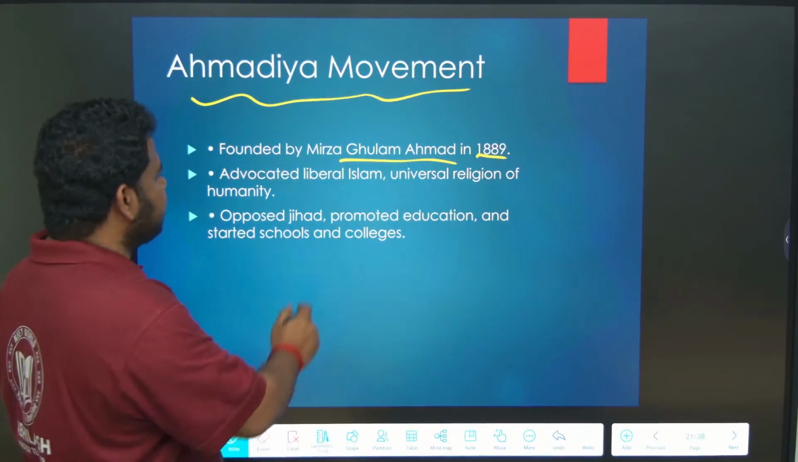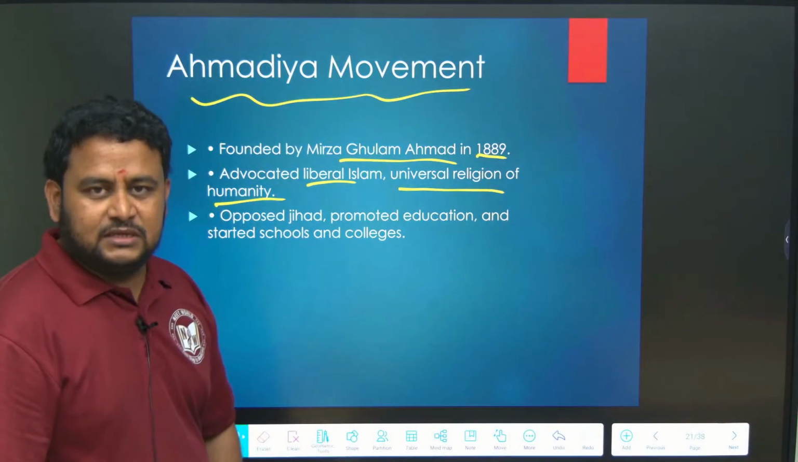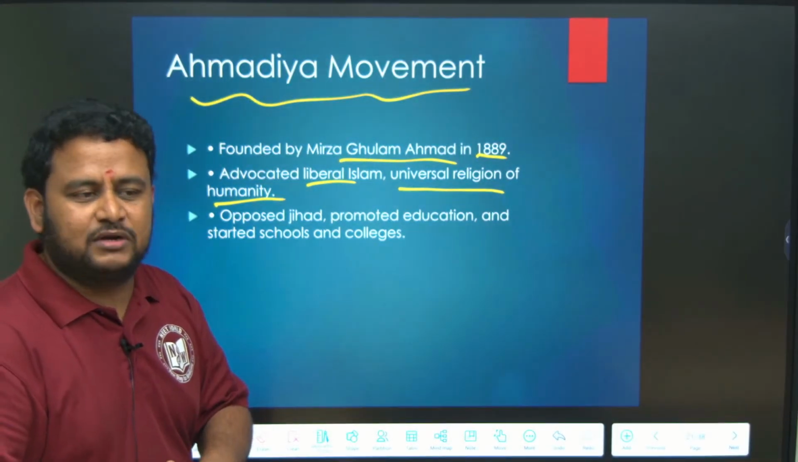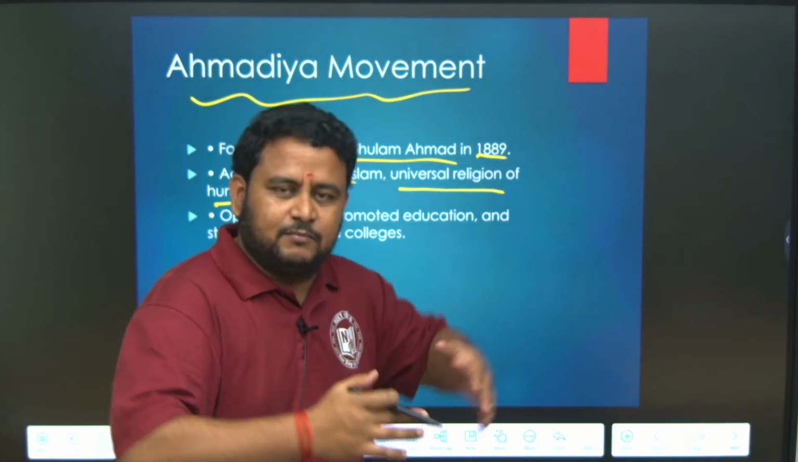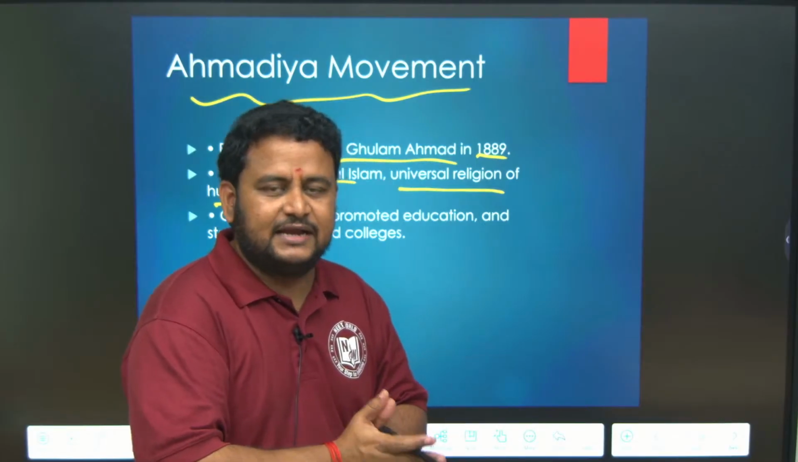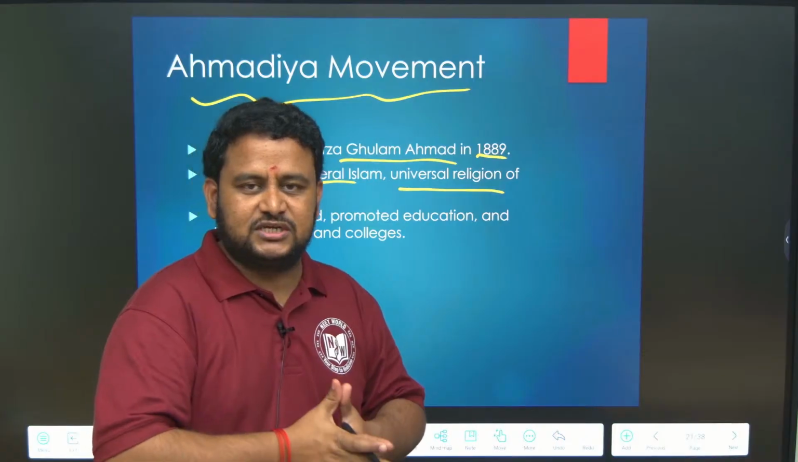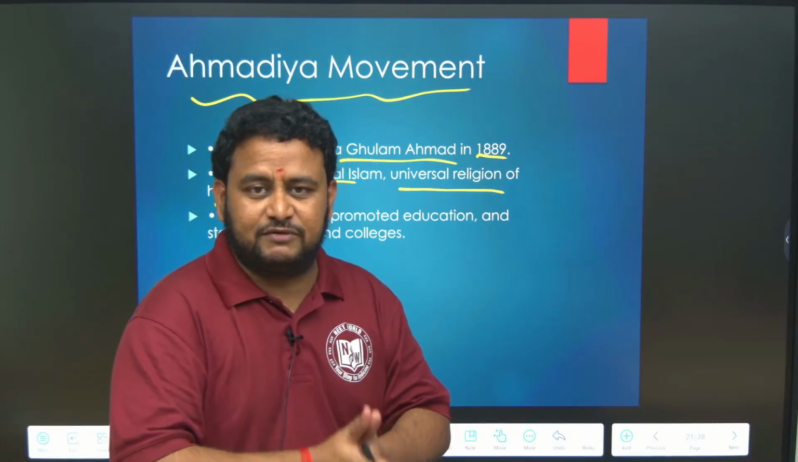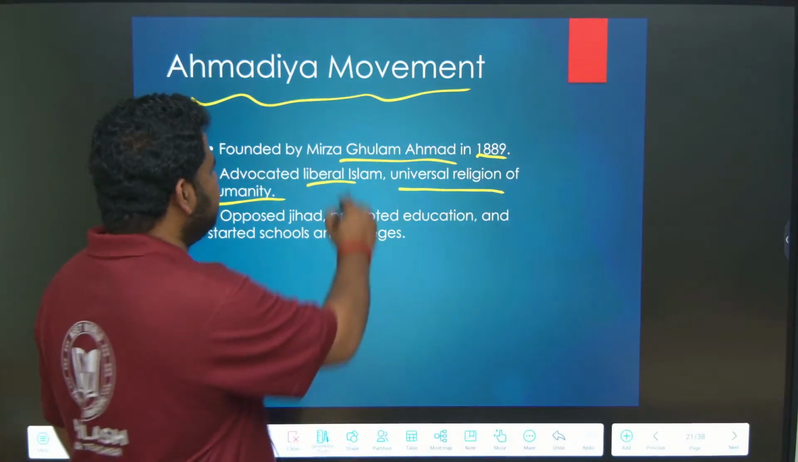It advocated liberal Islam, a universal religion of humanity. So this is not going back to pure Islam. It is about liberal Islam, that is, Islam can modify its way according to the situation and the conditions of the society, and he advocated humanity. It's not just Islam, it is a religion of humanity that we should advocate. That is the meaning of the Ahmadiyya movement, and that was its main aim.